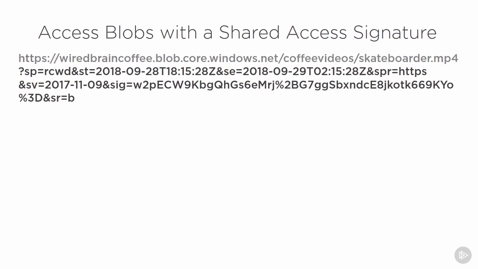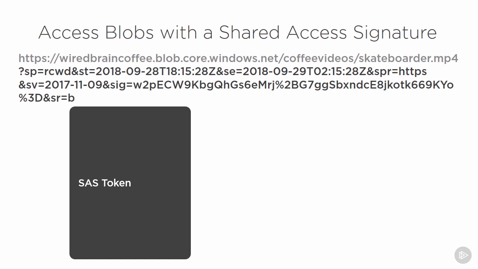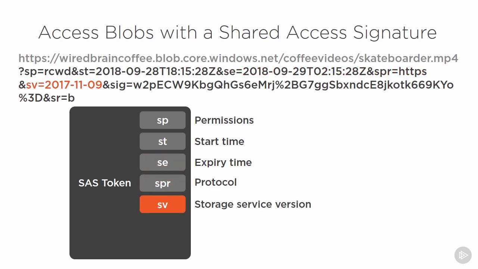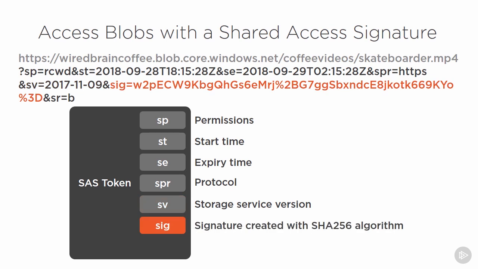Let's take a look at the parameters that query string contains. SP defines the permissions. In this case, RCWD stands for read, create, write and delete. ST is the start time from when this shared access signature is valid. SE is the expiry time when the shared access signature expires. SPR is the supported protocol and SV the version of the storage service. The SIG parameter is the signature.